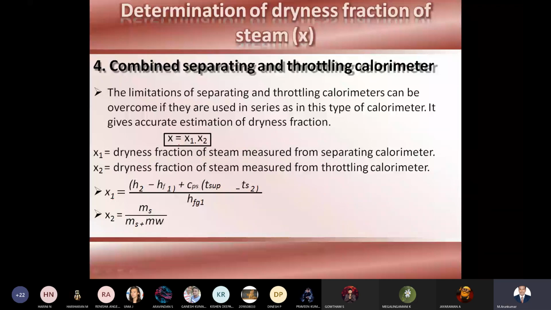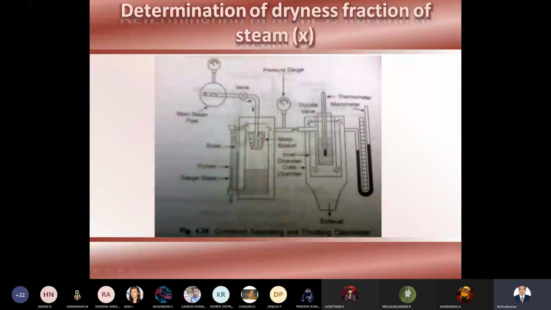X1 will be your H2 minus HF1, plus, as we discussed earlier, HF. This formula we already discussed. Then HFG. Then we have this X2, and we have this formula. Both formulas will be multiplied to get the X of this calorimeter. It is just a series of separating calorimeter and throttling calorimeter. So this is the diagram.